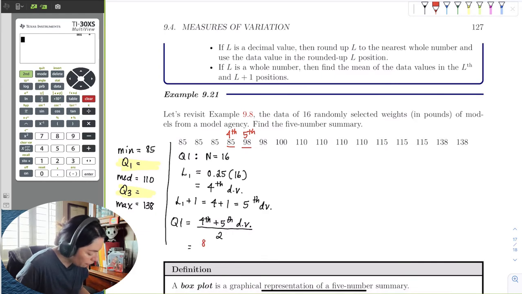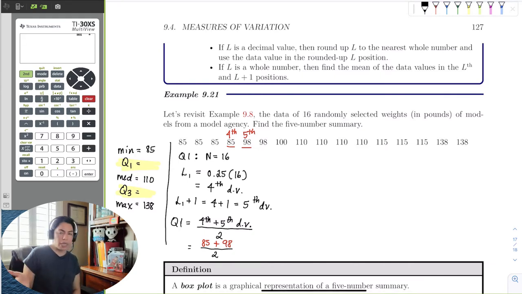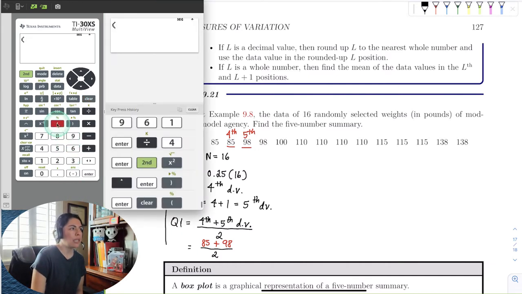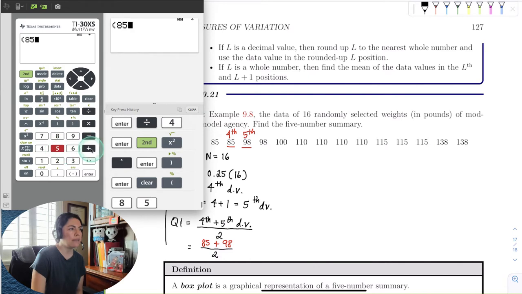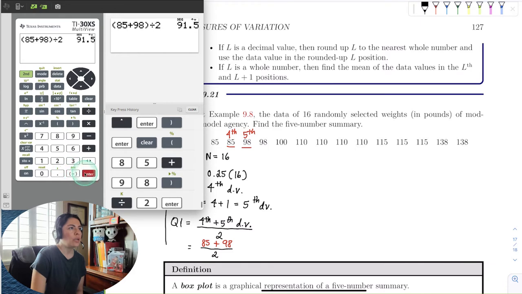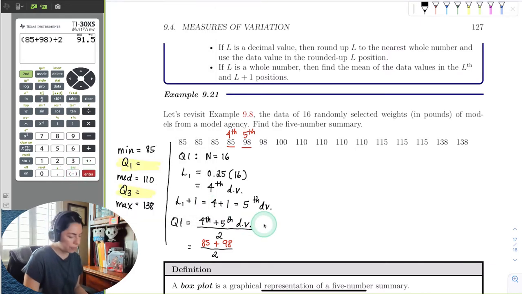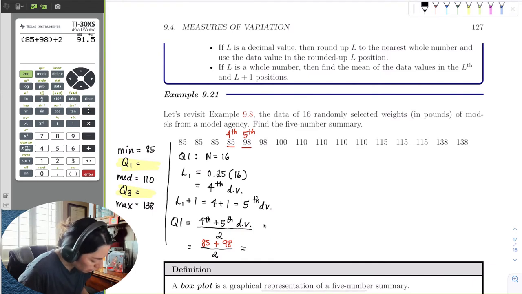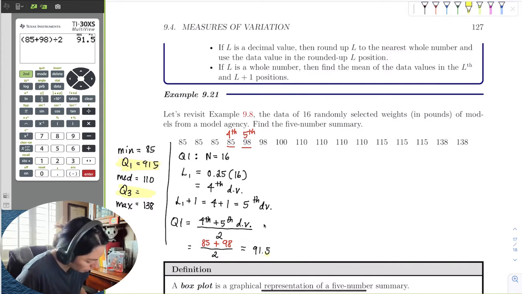So I would take 85 plus 98 and divide by 2. So again, remember the locators just give you the location, the position of the data value. And so if I put this in the calculator, parenthesis on the numerator, 85 plus 98, close the numerator, divided by 2, I get 91.5. So Q1 is 91.5. So let me go ahead and highlight that.